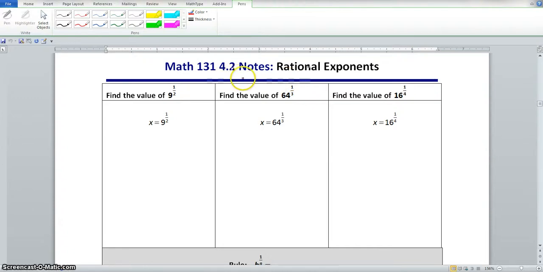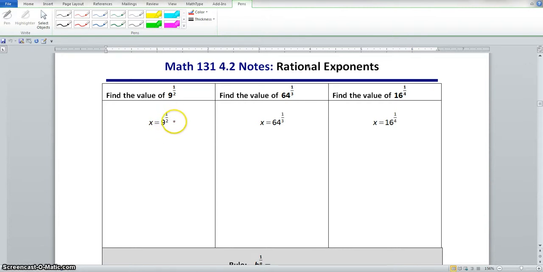Okay, class, we're about to start section 4.2, rational exponents. It says here, find the value of 9 to the 1/2 power. Okay, now we have this set up as an equation. x is equal to 9 to the 1/2 power.